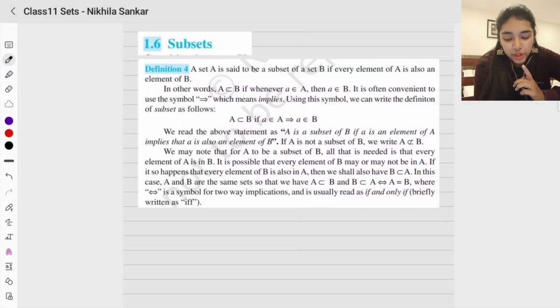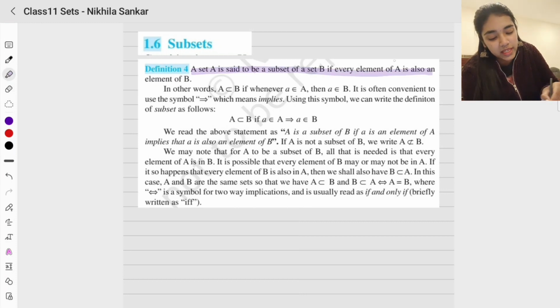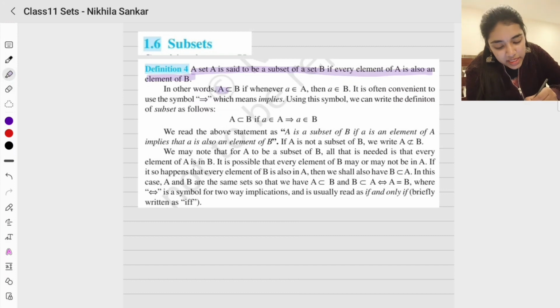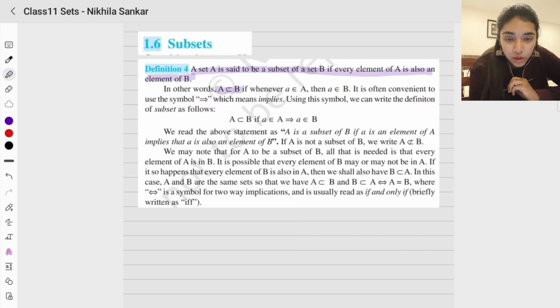So our next topic is going to be subsets. So இங்க என்ன definition கொடுத்திருக்கு? Set A is said to be a subset of B if every element of A is also an element of B. இப்போ இந்த லைனை புரிஞ்சுக்கிறதுக்கு first let us learn the symbol. இப்போ இந்த symbol வந்து A is a subset of B.